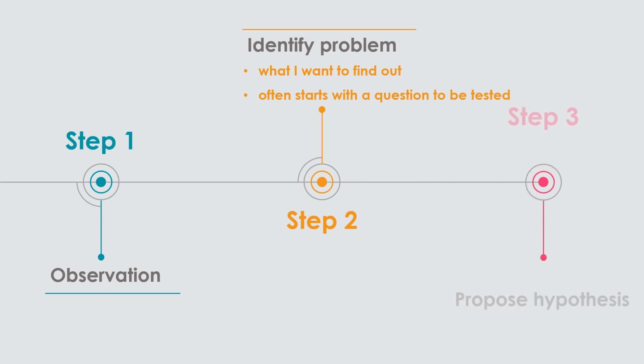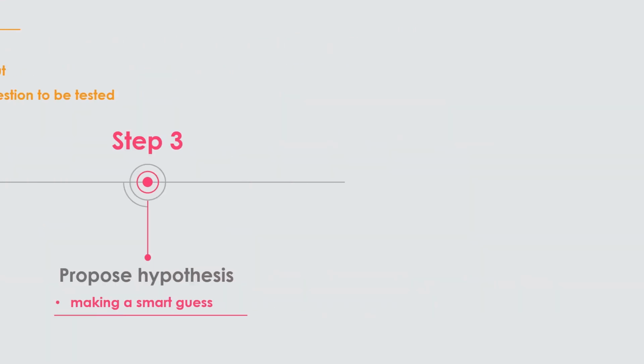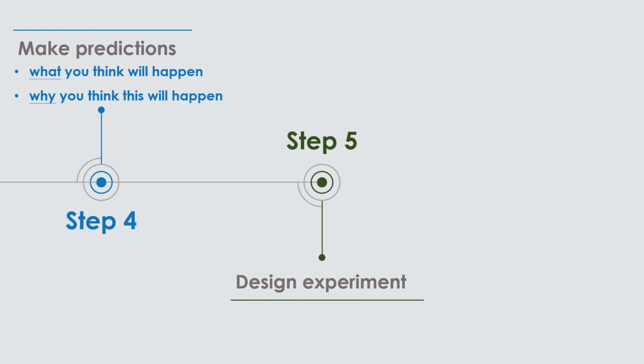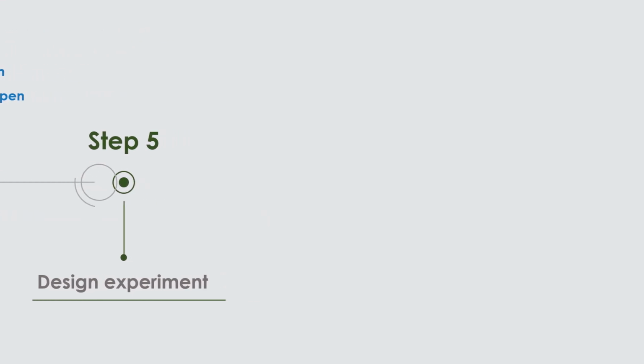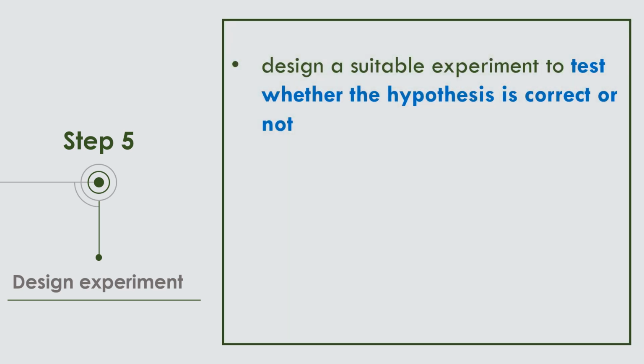For the third step, propose hypothesis. You should make a smart guess of your project. After that, step 4, make predictions. In this step, you should predict what will happen and why this will happen. And step 5, design experiment. In this step, you need to design a suitable experiment to test whether the hypothesis is correct or not.